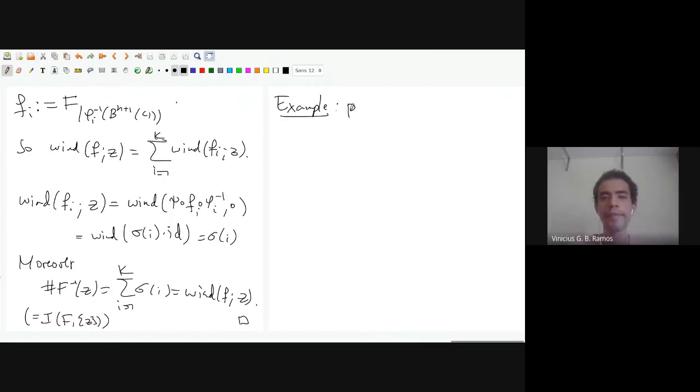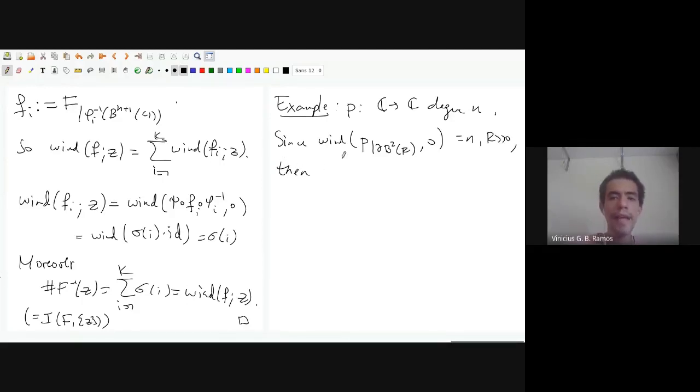So we take a polynomial of degree n, and since the winding number of P restricted to a circle of sufficiently large radius r is n, this implies that when you extend this function to the whole ball, for example by the polynomial, then P has n zeros, including multiplicity.